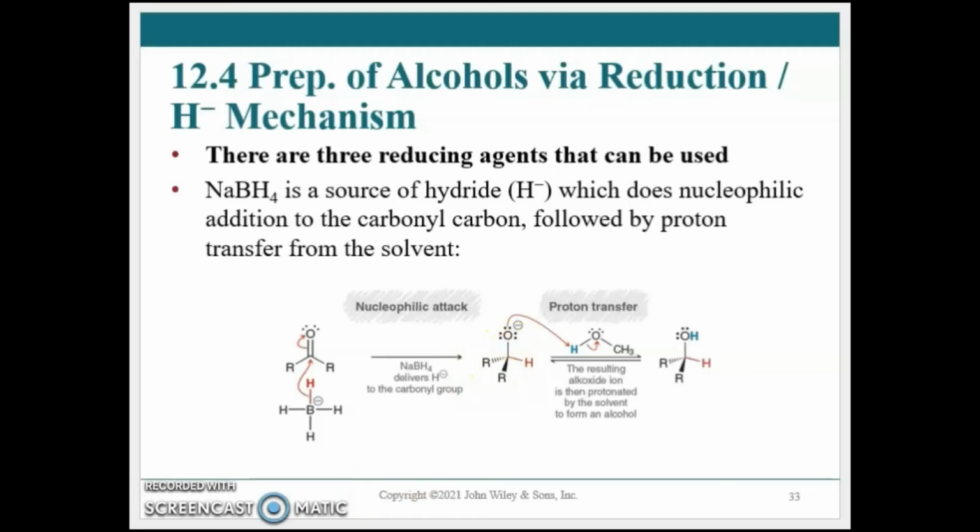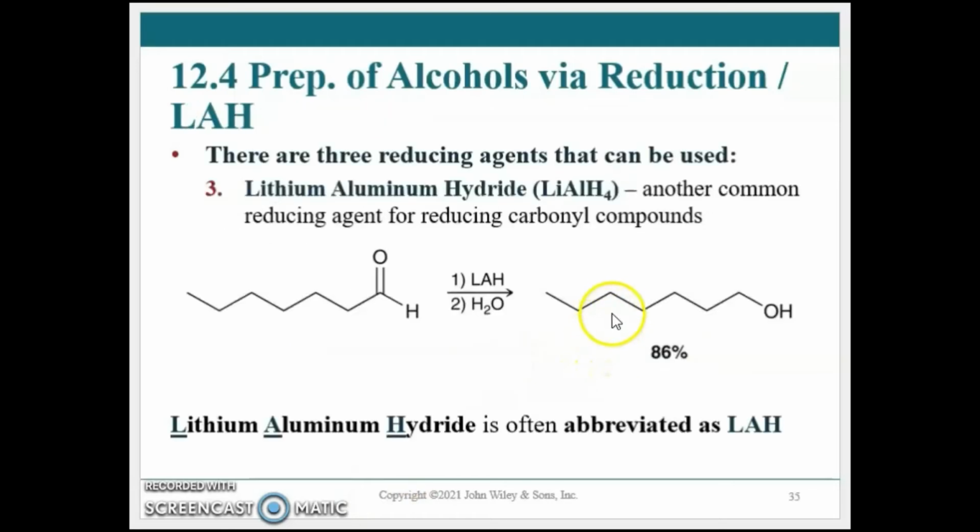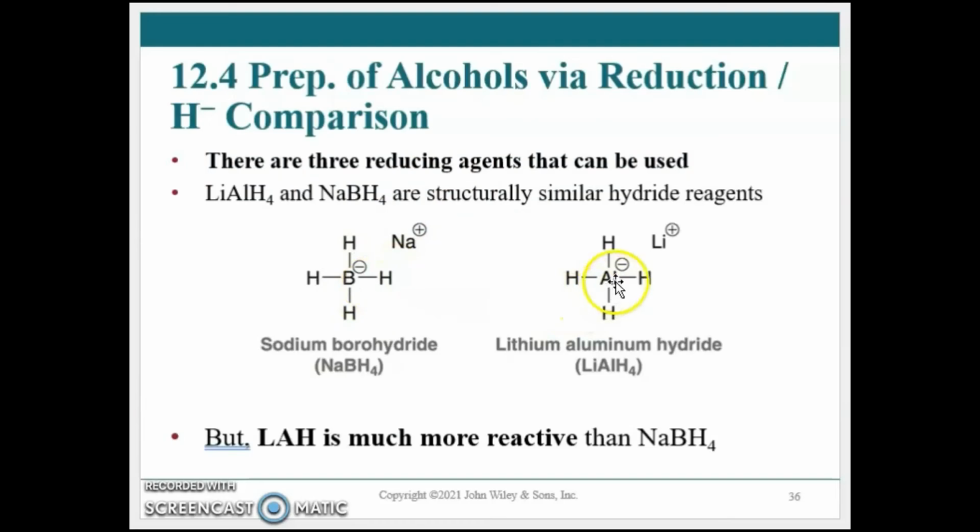Now, the third of the three reducing agents that we're talking about today is lithium aluminum hydride, or LAH. LAH is a stronger reducing agent than sodium borohydride. The structure of lithium aluminum hydride is similar to sodium borohydride. As I mentioned, the LAH is much more reactive than sodium borohydride. We said that sodium borohydride would be useful in reducing aldehydes and ketones.